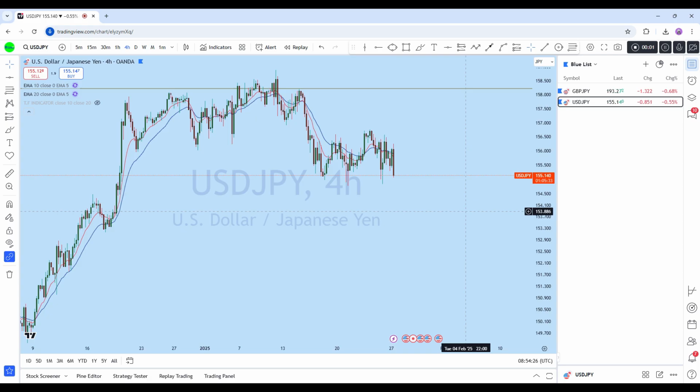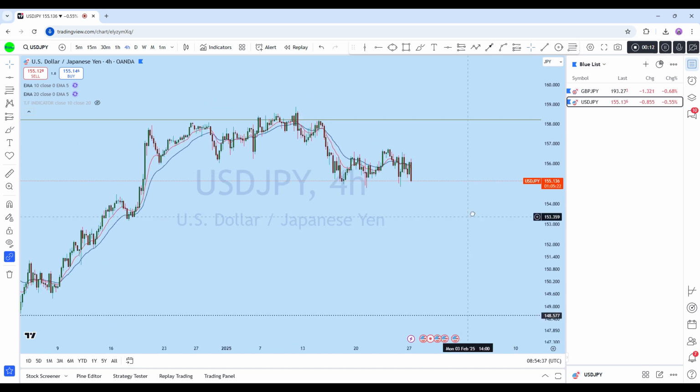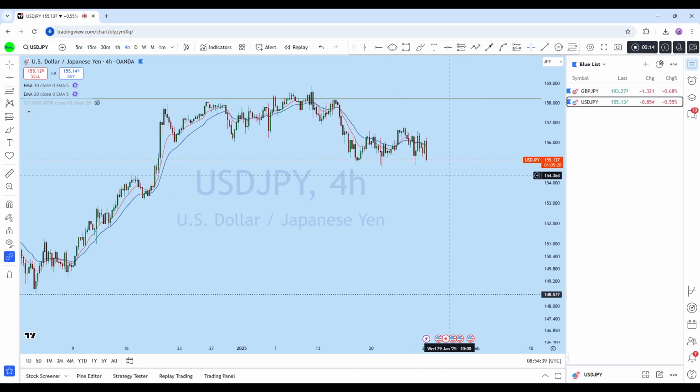Hello trader, this is a complete multi-time frame analysis on dollar yen and GBP JPY. Let's see what kind of trading opportunity we have in both of these instruments on the lower time frame.